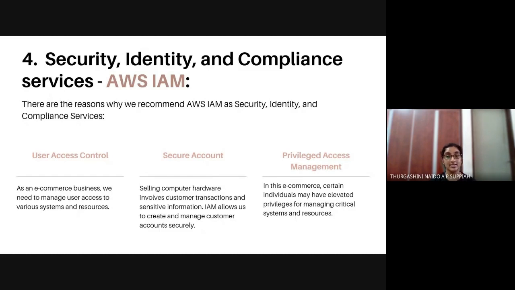This is to implement features like multi-factor authentication, password policies, and account lockout mechanisms to protect customer accounts from unauthorized access and potential data breaches. We have privileged access management, which is the last reason for the fourth module. In this e-commerce business, certain users may have elevated privileges for managing critical systems and resources. This helps us implement a least privilege approach by granting permissions based on job roles and responsibilities.